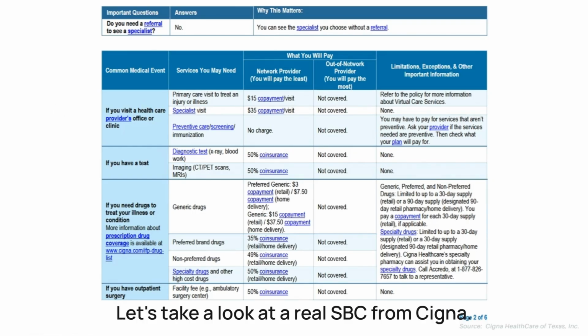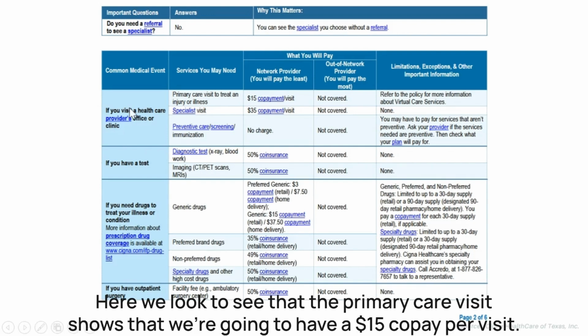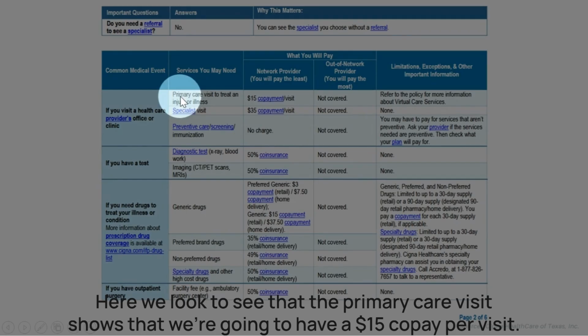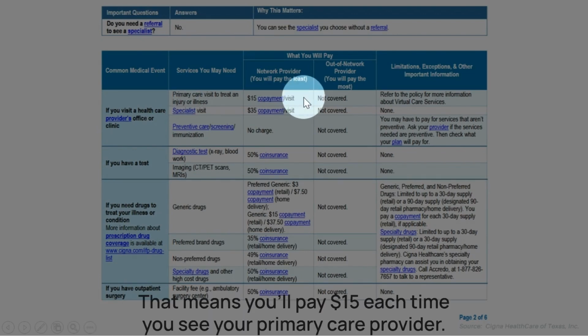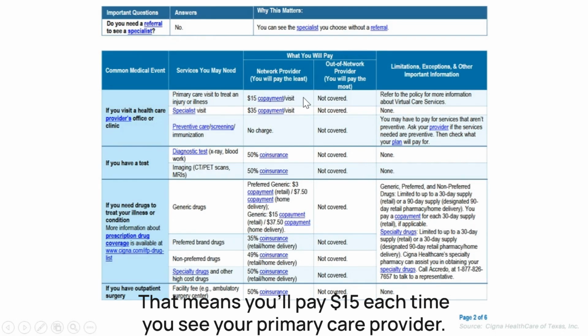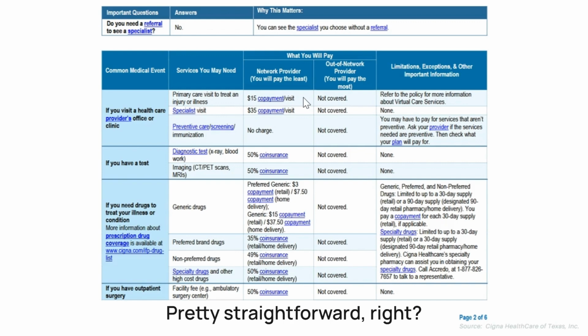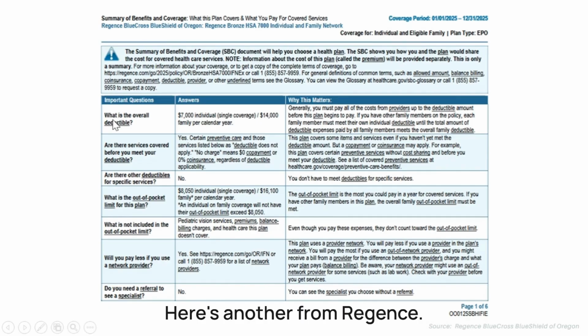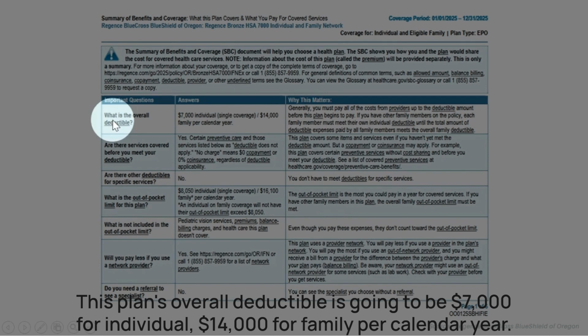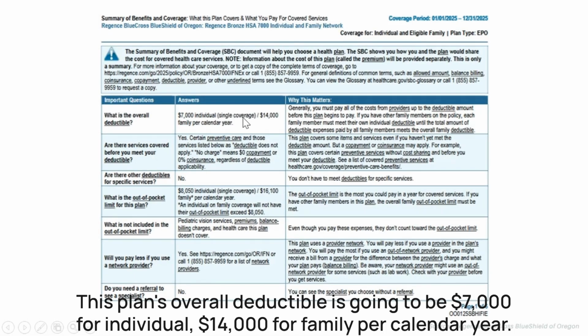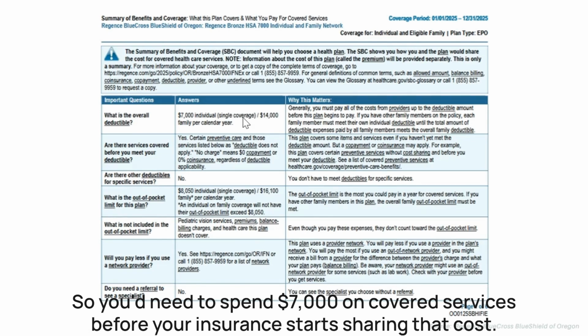Let's take a look at a real SBC from Cigna. Here we look to see that the primary care visit shows that we're going to have a $15 copay per visit. That means you'll pay $15 each time you see your primary care provider. Pretty straightforward, right? Here's another from Regents. This plan's overall deductible is going to be $7,000 for individual, $14,000 for family per calendar year. So you'd need to spend $7,000 on covered services before your insurance starts sharing that cost.